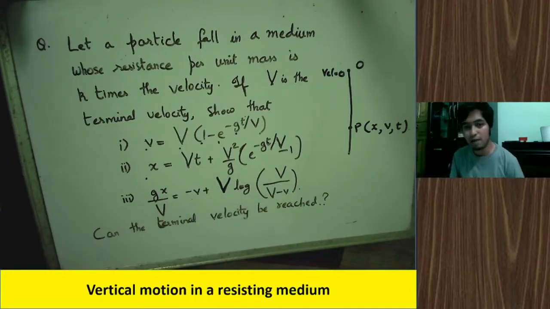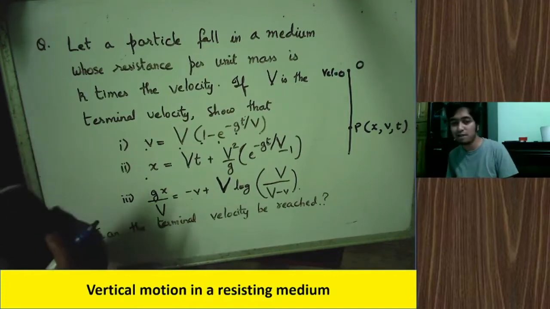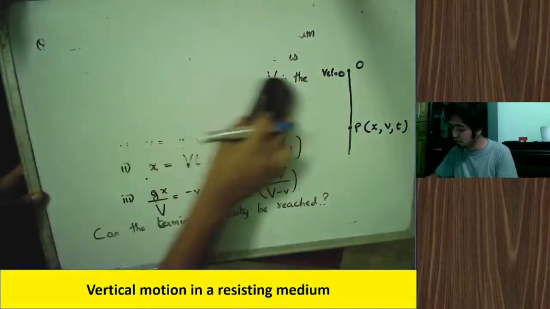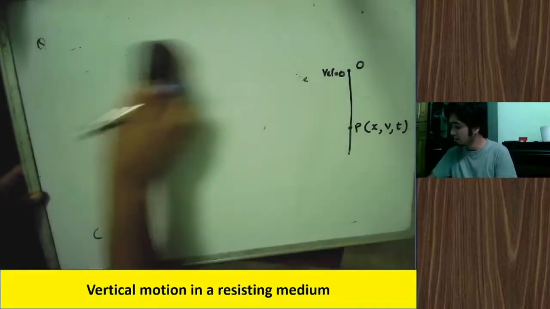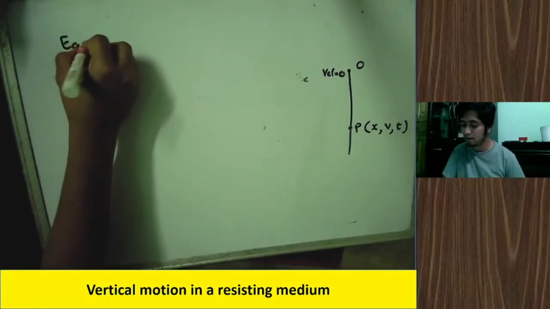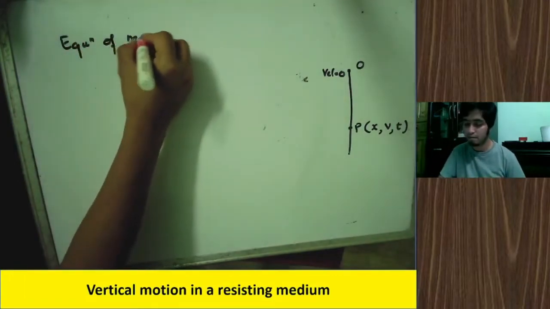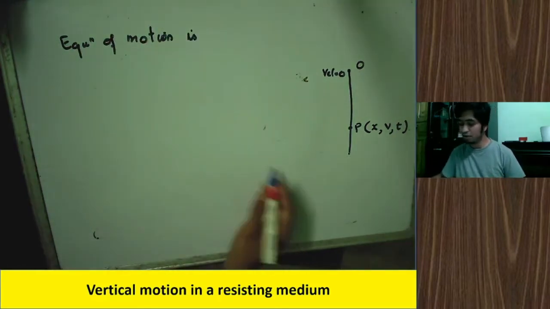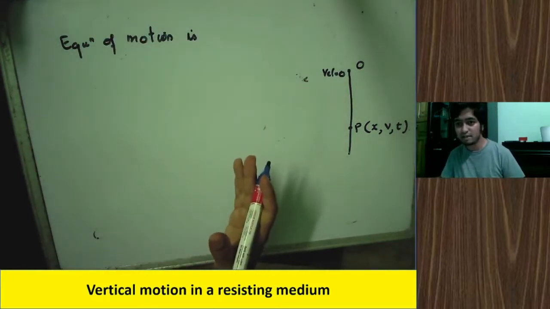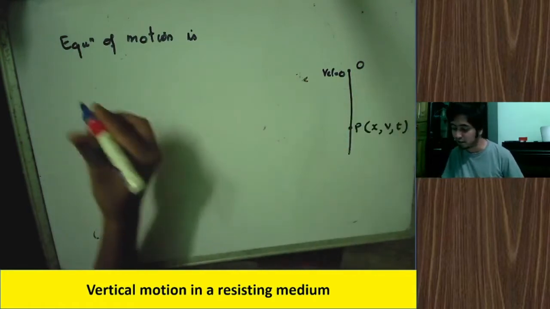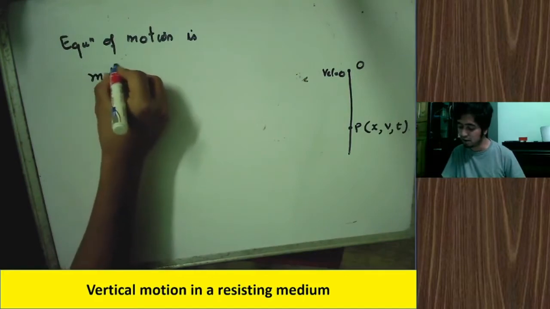Okay, so now we will just proceed as usual. First we will form the equation of motion. So the equation of motion is, okay, what are the forces that this body is experiencing? Let me just write it down.